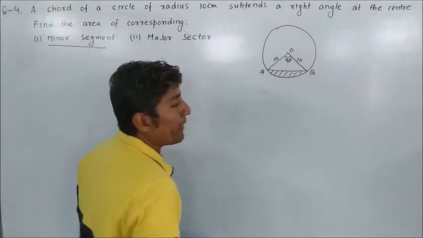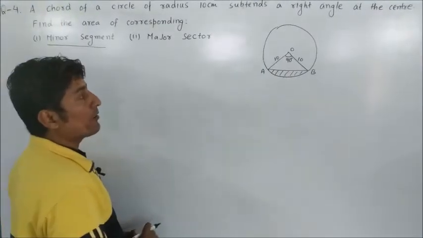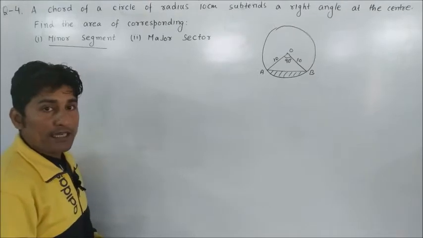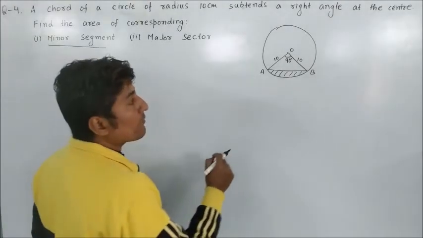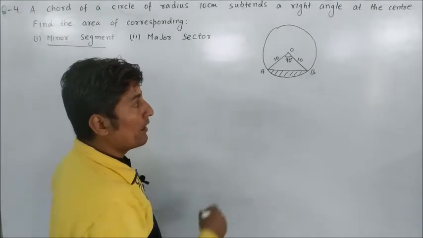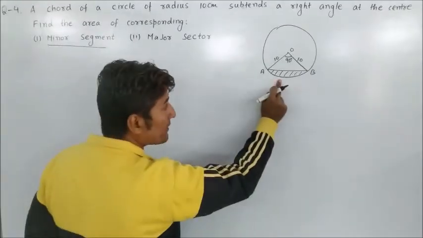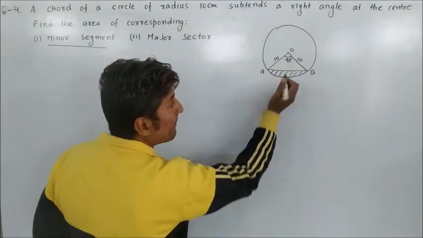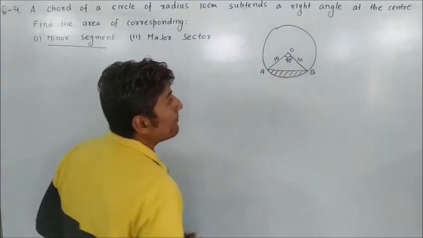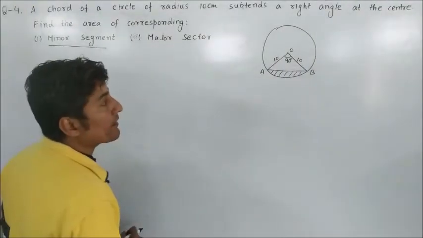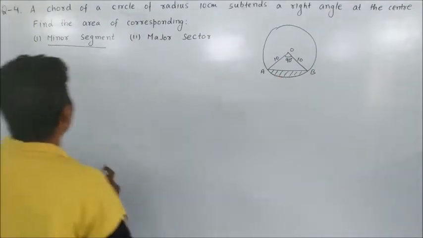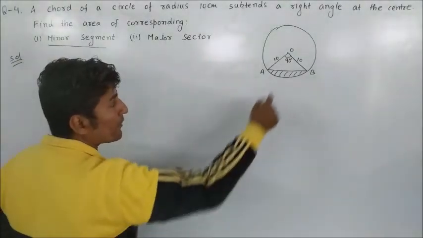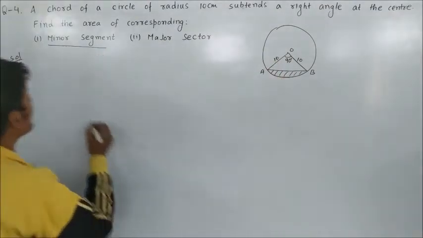To find the area of minor segment, we can use the formula area of segment is equals to pi r square theta upon 360 degree minus 1 upon 2 r square sine theta. Or we can find the area of this minor segment by using the formula area of this minor sector minus area of triangle ABO. So here we can use the second method to find the area of this minor segment. So let us see the solution of this question. So first of all, we are going to find the area of minor sector.